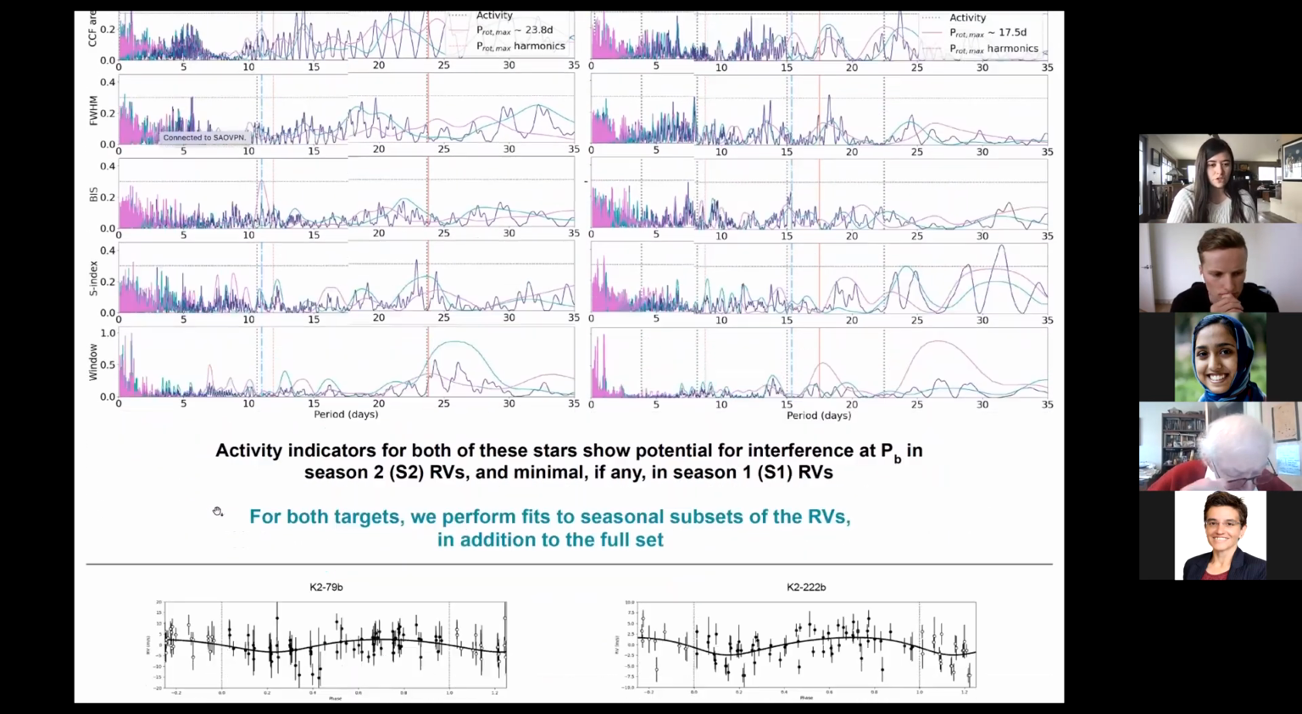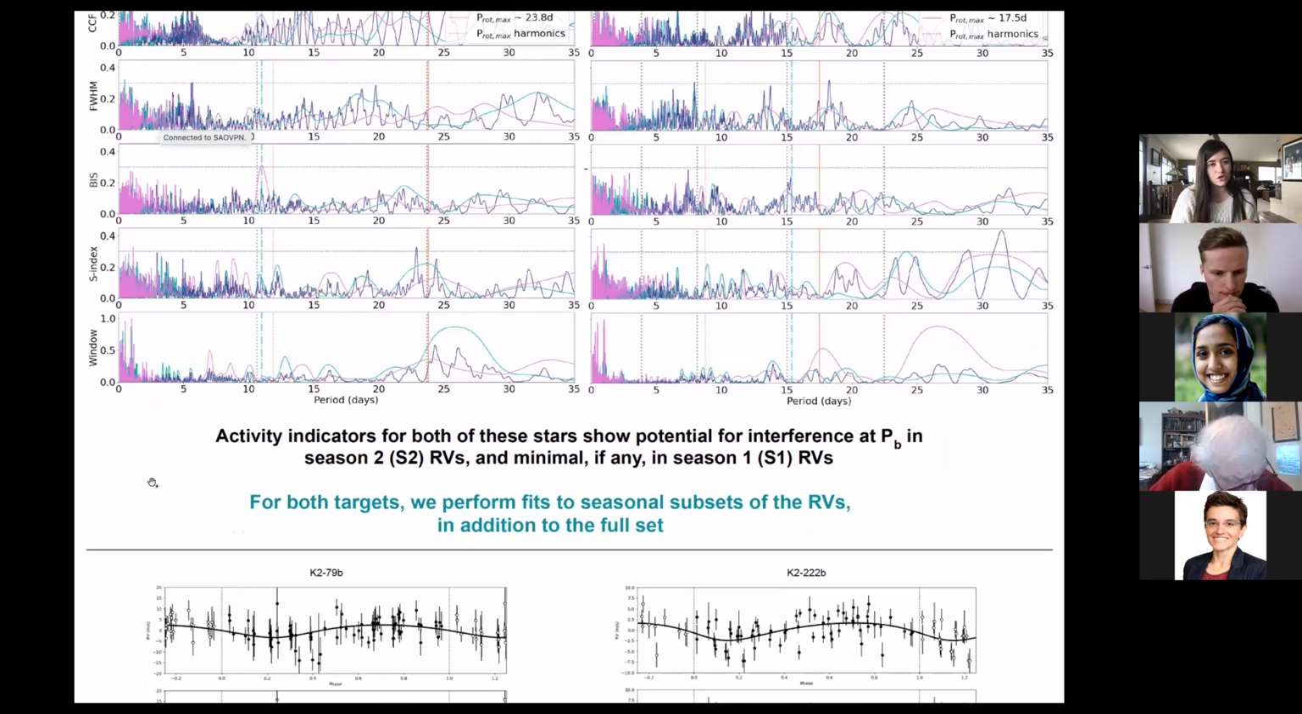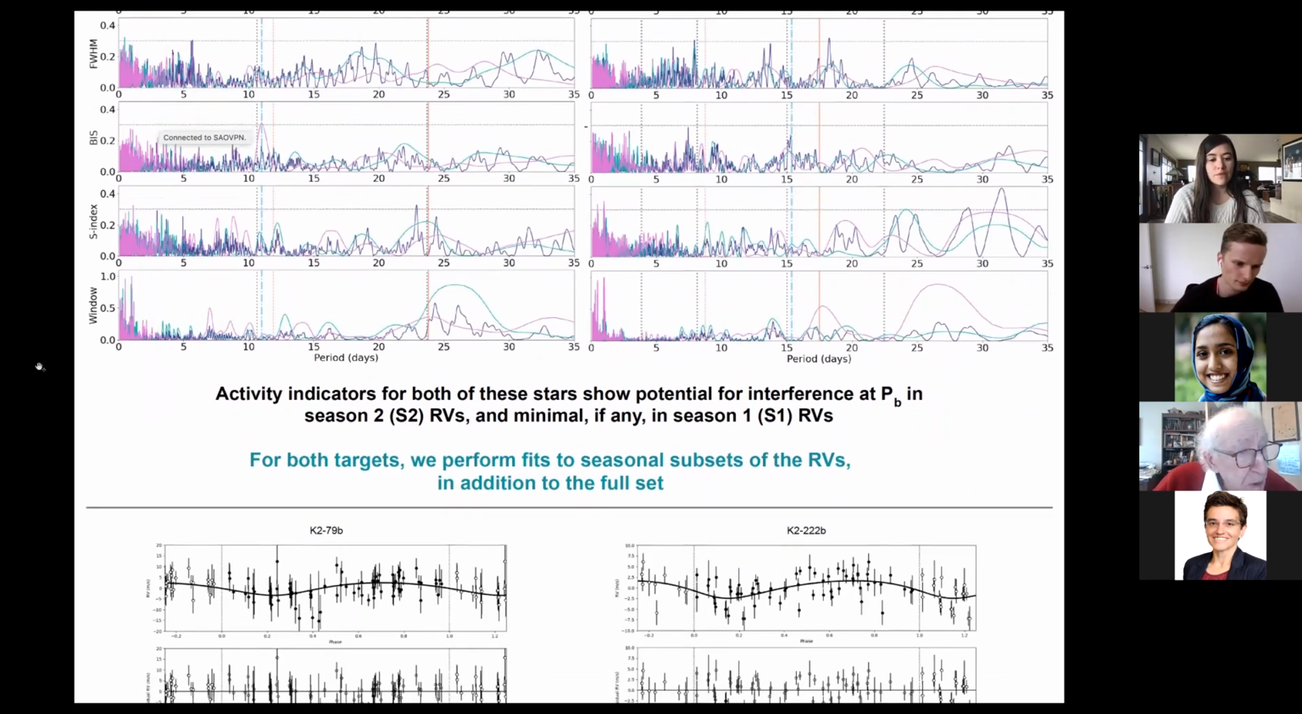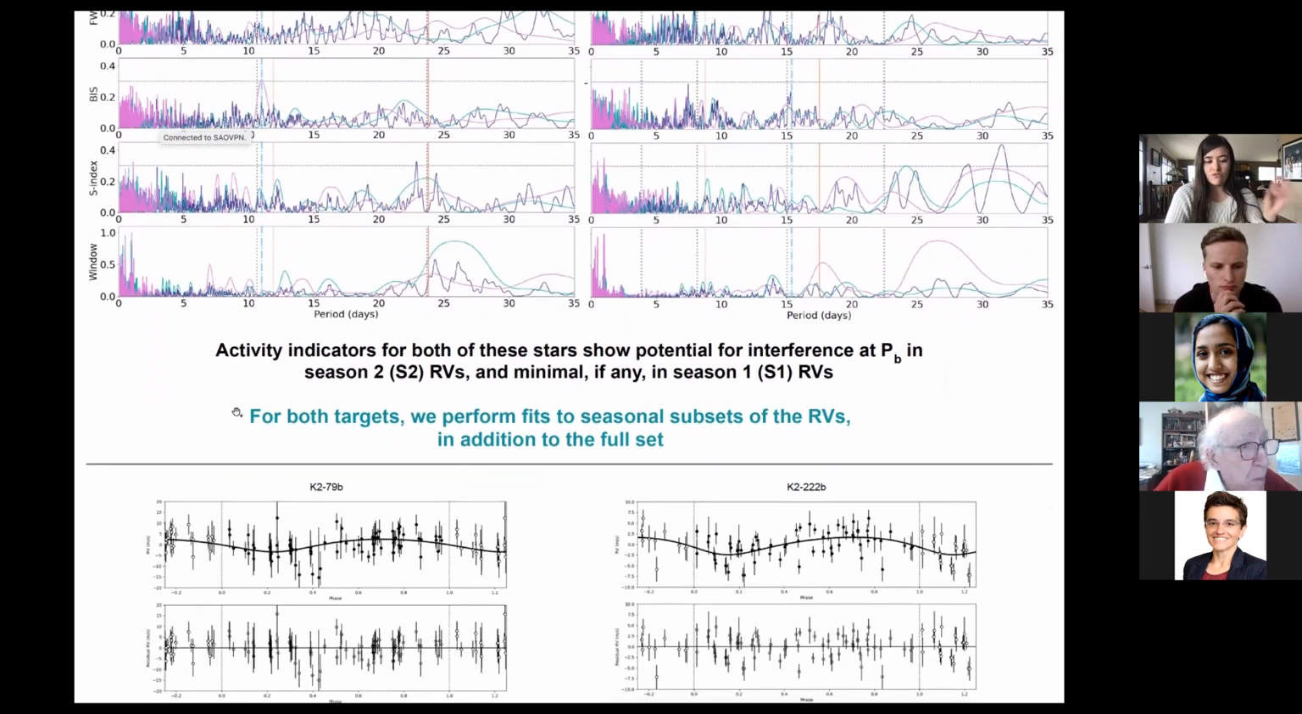So just summarizing, activity indicators in both of these stars are showing this potential for interference at the period of the known planets. But in season 2, we see that interference more, where in season 1, we're seeing very minimal interference. And so we think maybe season 1 is going to provide, or is a good check at least, with the full fit, to make sure that we're getting a reliable estimate. So for both of these targets, we're going to perform fits not just to the full RV set, but also to subsets of each of the seasons. And comparing the semi-amplitudes that come out of this will help us to understand whether that full fit is really suffering from what's going on in season 2.